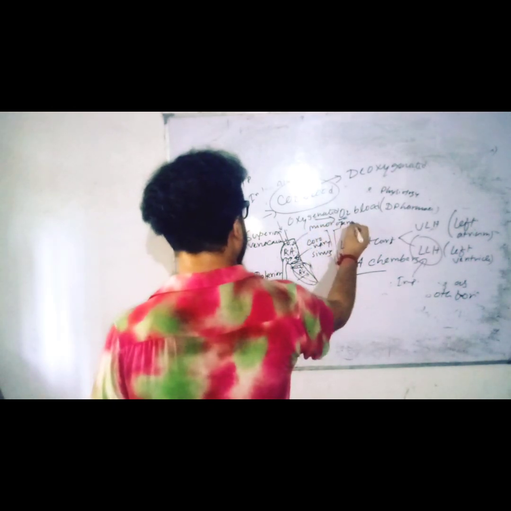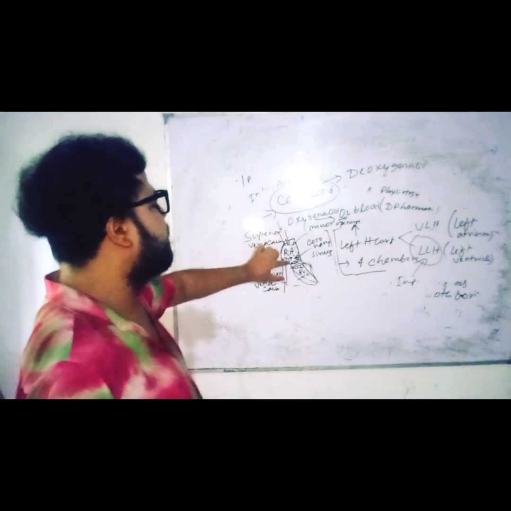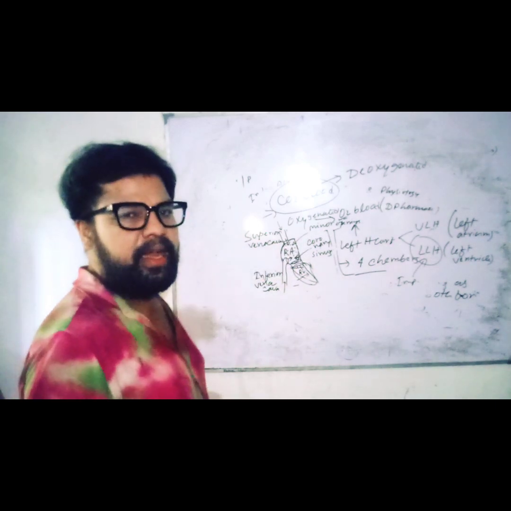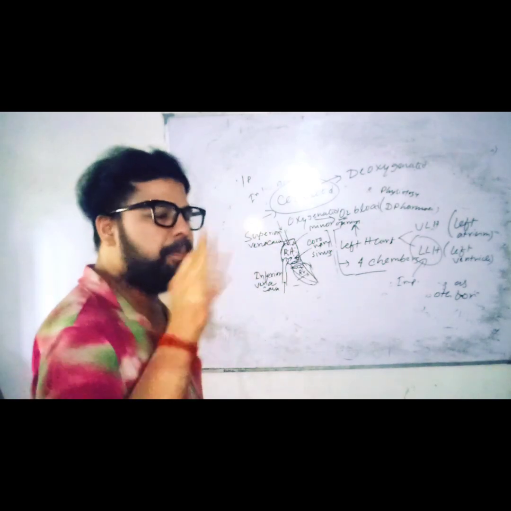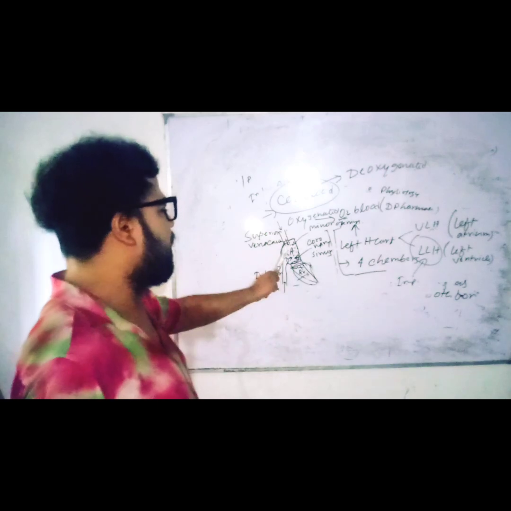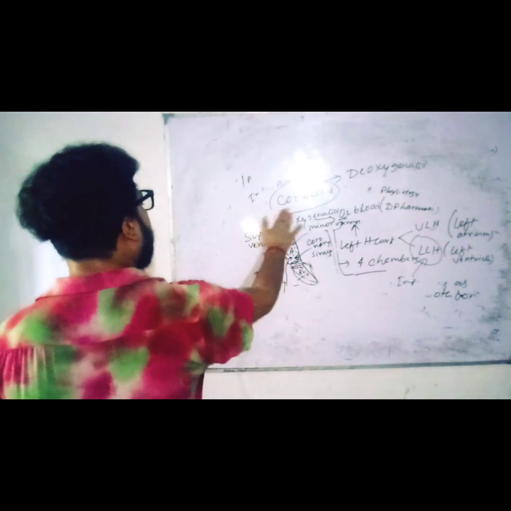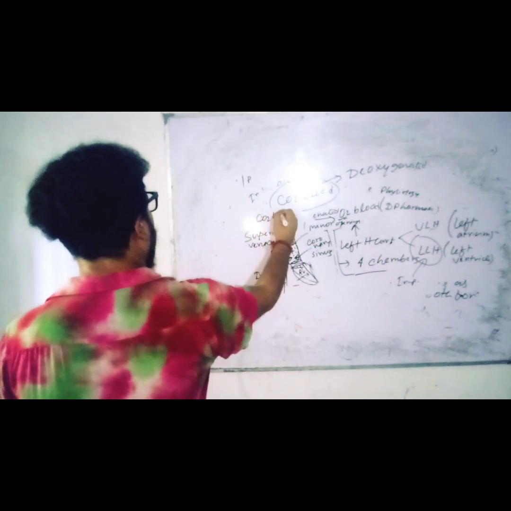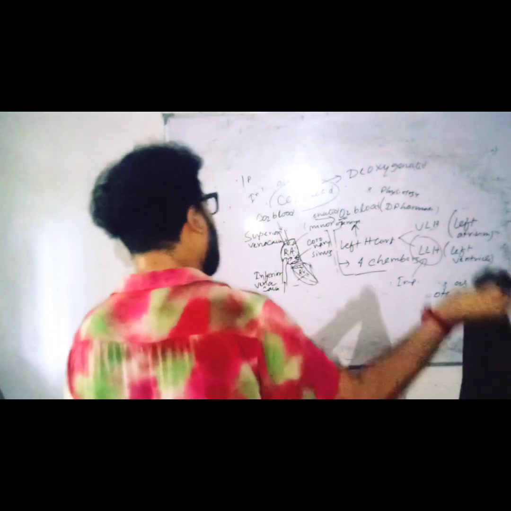So all these three channels and these minor openings drain CO2 blood or deoxygenated blood from all over the body into the right atrium. So the superior vena cava drains CO2 blood from the upper part of the heart.